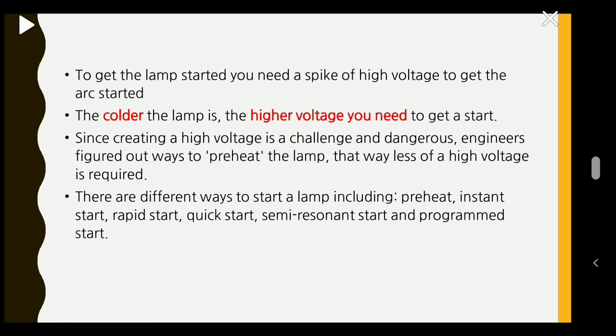There are different ways to start a lamp, including preheat, instant start, rapid start, quick start, semi-resonant start, and program start.